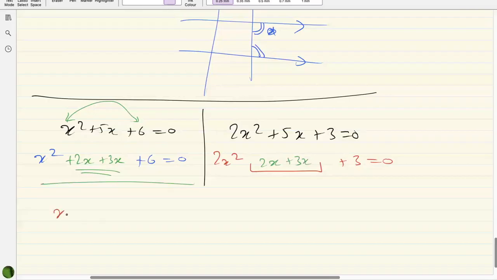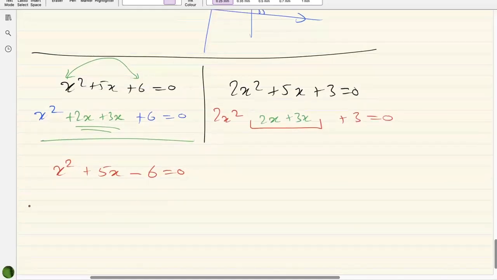So when we write x squared plus 5x minus 6, negative 6 this time, so this is x squared and negative 6, what would the two numbers be? 2x minus 3x? No. And why is that incorrect? Because it would be less than, like, negative 6x.